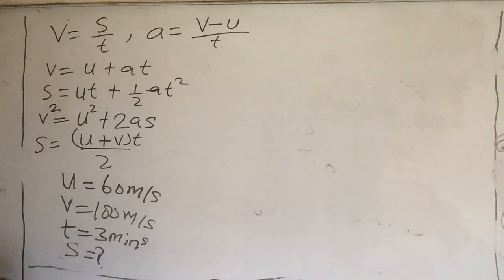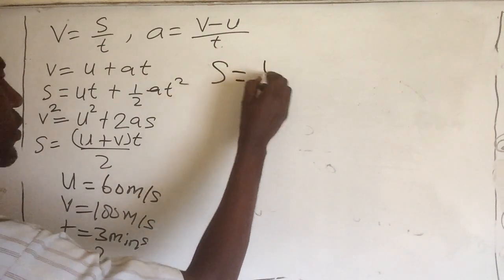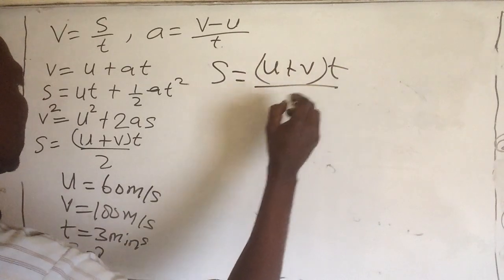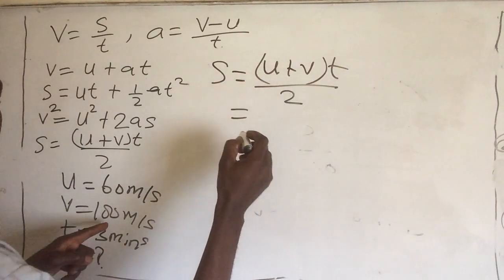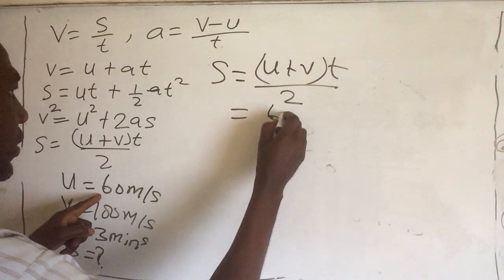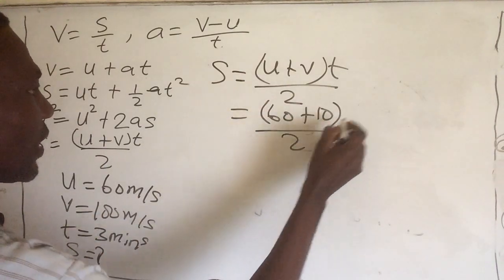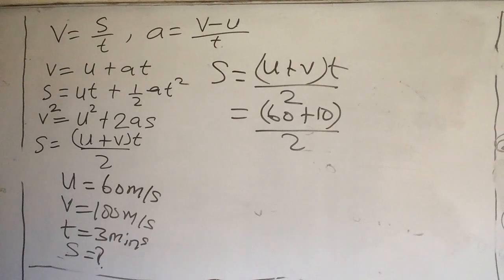So we will now use this formula, bring it out. S equals U plus V bracket T all over 2. Now our U is 60 plus our V, which is 100, all over 2. Our time is 3 minutes. Then we'll convert it to seconds because the unit is meter per second.